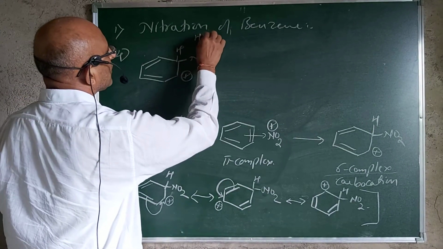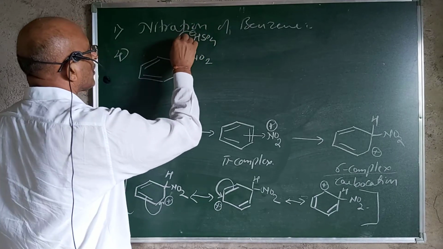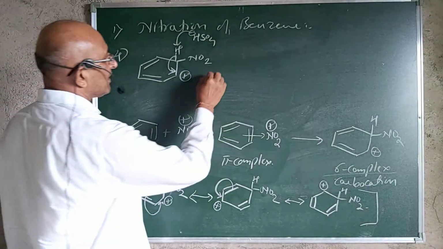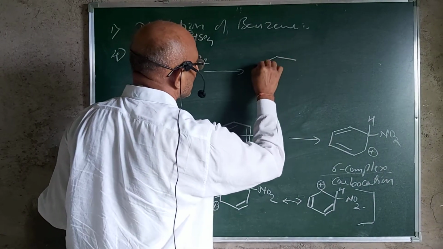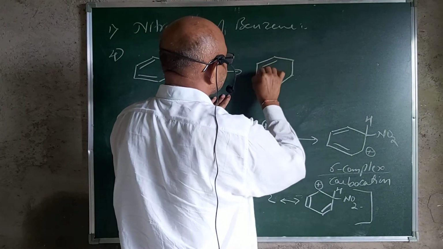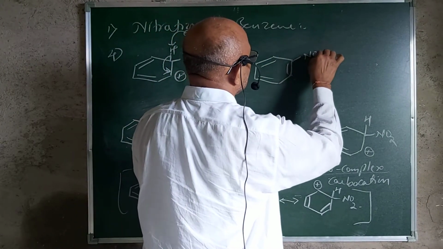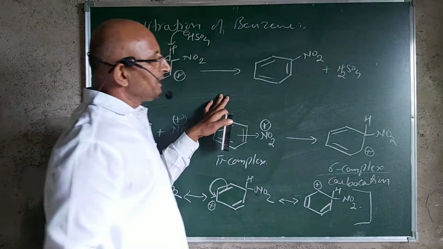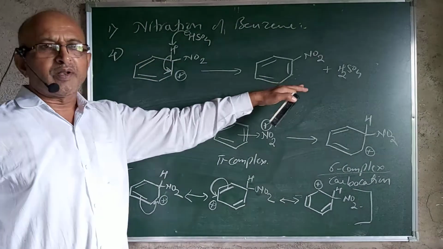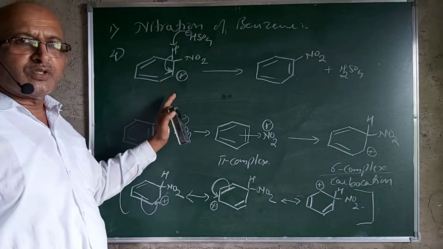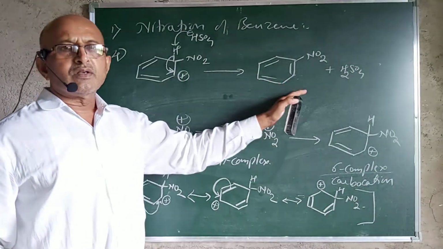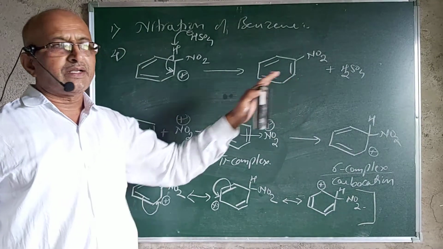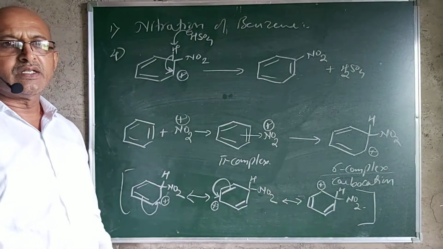that is HSO4 minus, abstracts this proton, and this electron pair is given to this positively charged carbocation, and here you get the formation of a substituted product, that is nitrobenzene plus H2SO4. Means why is this product being obtained? Because after formation of a carbocation, it again tends to form the nitrobenzene as it maintains the aromatic character. Means the aromatic character is retained in this reaction.